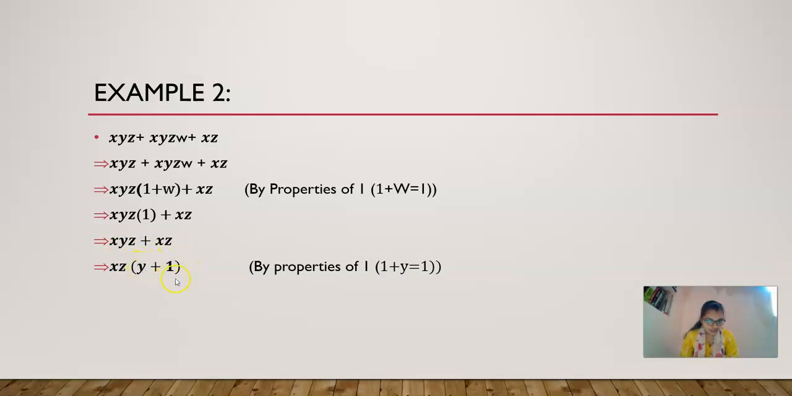A rule of properties of 1 over here. That is xz into 1. Why 1? Because y plus 1 is nothing but 1. Now xz into 1 is xz. This is your solution. Hope you are understanding. Going to another example. The third example is x plus x bar y plus y bar plus x bar y plus y bar x.